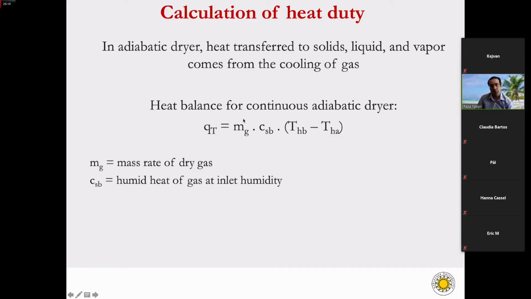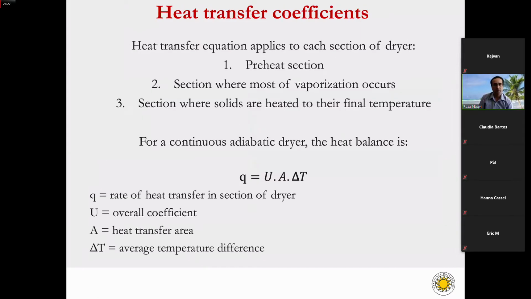Mg is the mass flow rate of the dry gas. CSB is the humid heat of the gas. THB is the inlet temperature of the hot air or hot gas, and THA is the outlet temperature of the air or gas. And normally, whenever we do the heat balance in dryers, we have to include the heat balance for each section in the dryer. So the heat transfer equation applies to the preheat section, to the section where most of the vaporization occurs, and to the section where solids are heated to their final temperature.